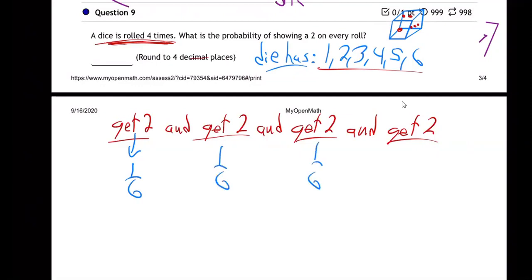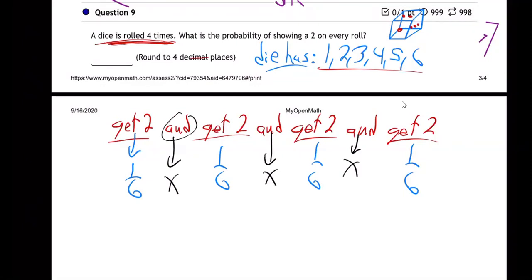And what am I going to do with those numbers? Add them or multiply them? Multiply, because "and" means multiply. Exactly. So take your calculator and take 1 divided by 6 times 1 divided by 6, etc.